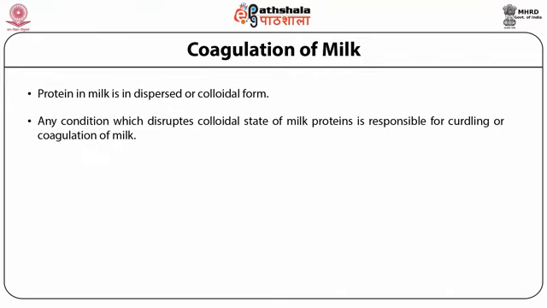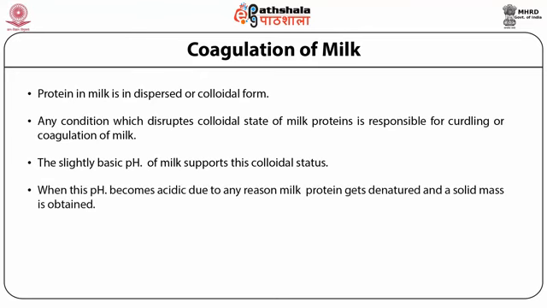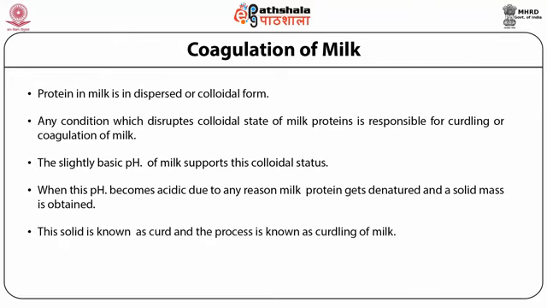Main agents of curdling are acids and heat. In normal course, slightly basic pH of milk supports its colloidal state. If the pH turns to be acid, charge on casein micelles gets nullified and it becomes hydrophobic, that is, it curdles down.